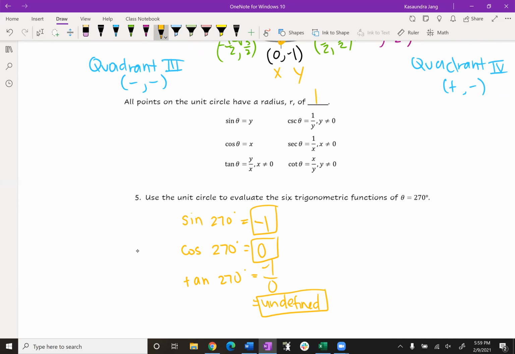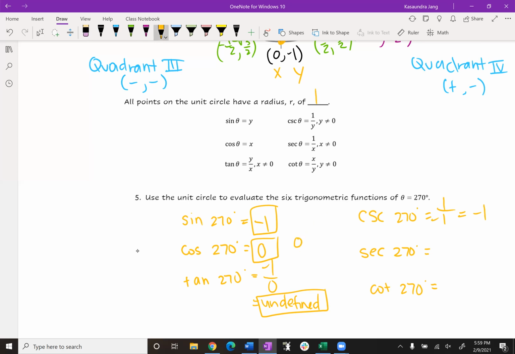So now let's get the reciprocals, the other 3 trig functions. Here's my cosecant of 270 degrees, my secant of 270 degrees, and my cotangent of 270 degrees. If you want to treat this as -1/1, you can. The reciprocal of that, if I flip it upside down, I get 1 divided by -1. It's still a -1.